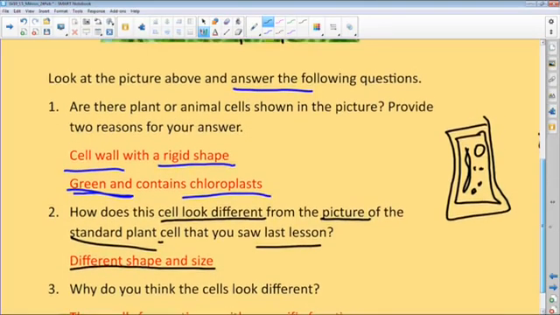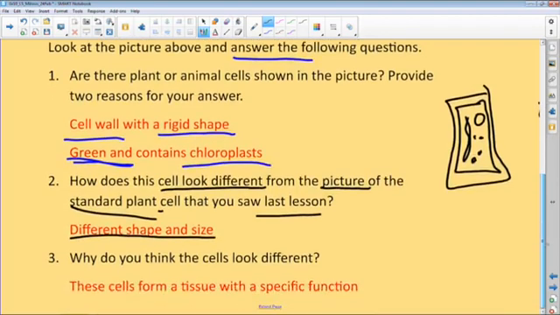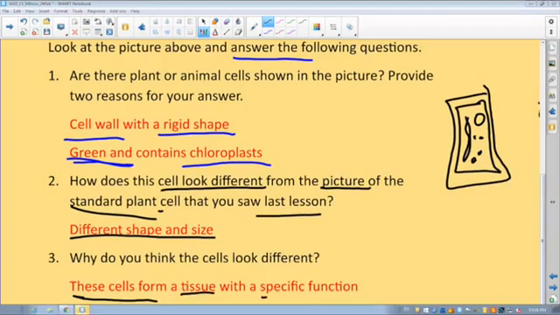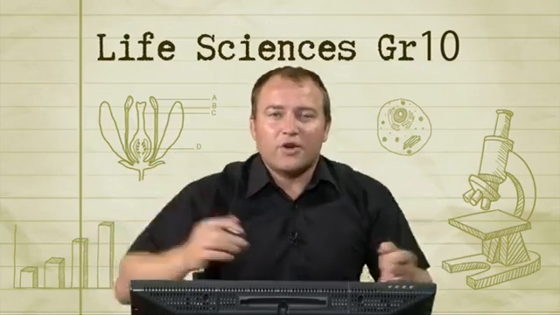Why do you think that the cells look different? These are simple. Remember I told you earlier. These cells form a tissue, and these tissues have a specialized function. And this specialized function has got to do with, think about it, photosynthesis.